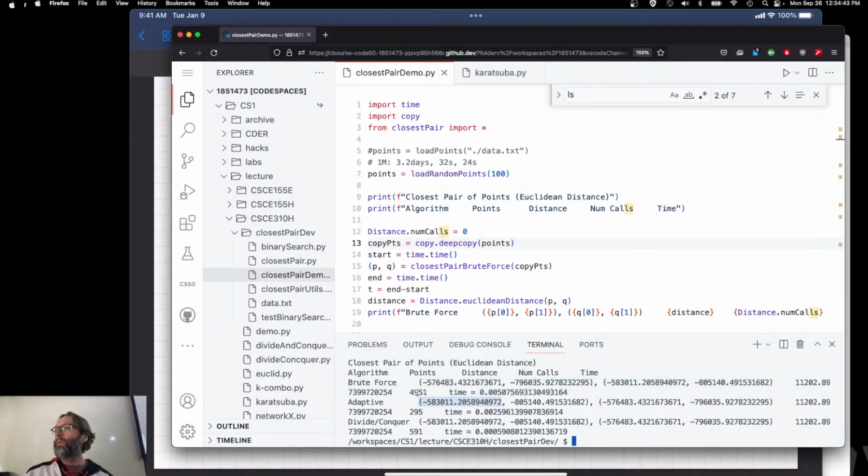It took 4,951 distance calls, which makes sense because 100 choose 2 is 4,950, and then we make one additional call from the answer here, right? The Euclidean distance here. And we got a distance of about 11,202. Right? And that's the exact same distance in the other two calls.